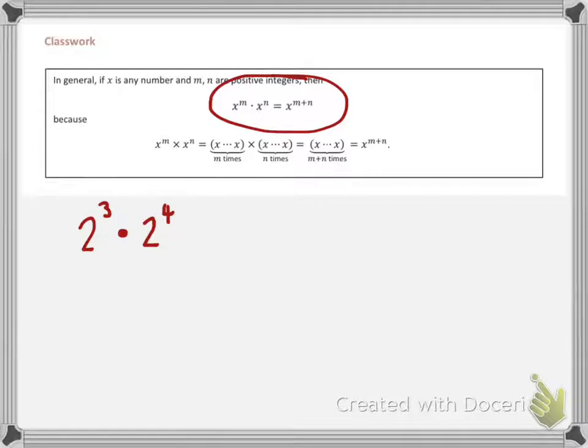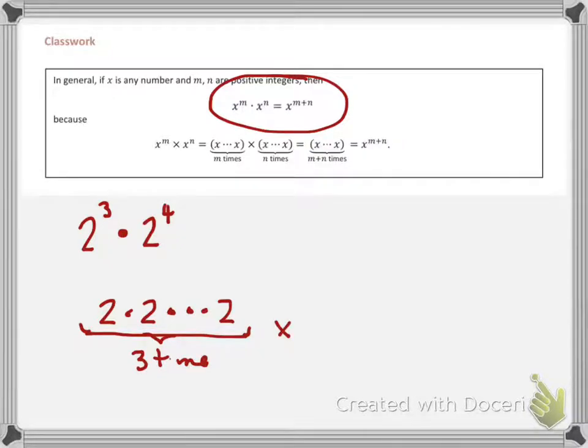So let's look at 2 to the third power. If we thought of 2 to the third power, we would say that is also 2 times 2 times 2, and we would do that 3 times. That would be 2 to the third power. And then we would multiply that by 2 to the fourth power, so that's 2 times 2 dot dot dot times 2, and we would do that 4 times. Okay, so there's our notation we used in the last lesson.